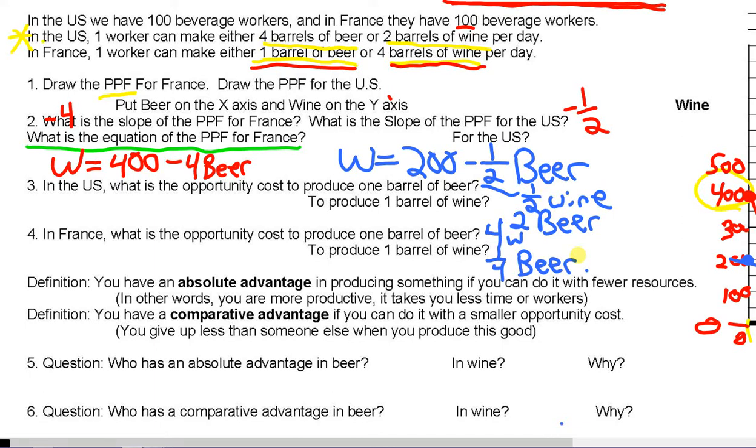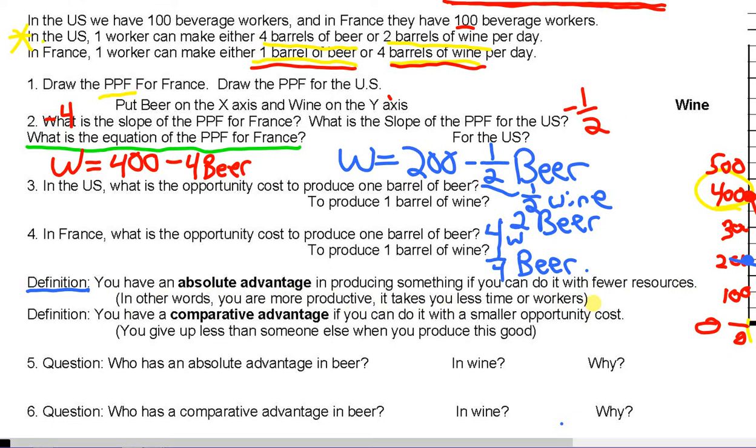Okay, so when you're talking about opportunity costs, production possibilities frontiers, and trade, here are the 2 most important definitions. When we talk about whether you want to trade with somebody or whether you're better than somebody else at doing something, we ask the question, do you have an absolute advantage in doing something? Now, you have an absolute advantage in something if you can do it with fewer resources. Or, a flip side way to think about that is, you are more productive. It takes less time or workers to produce the same amount of units.